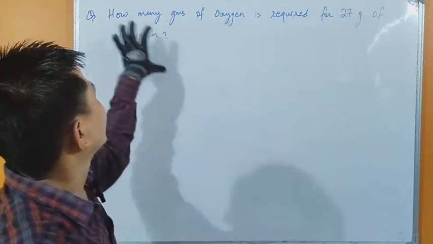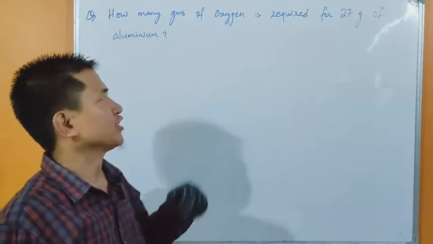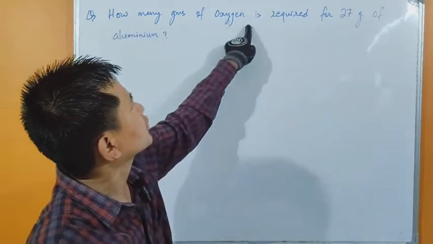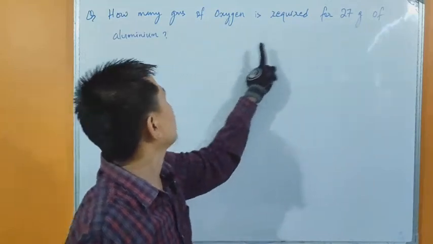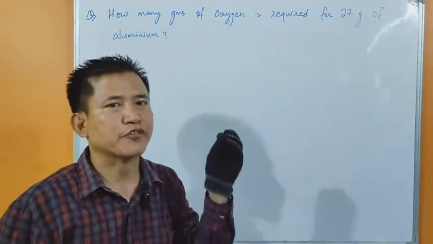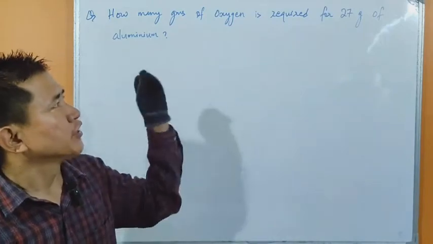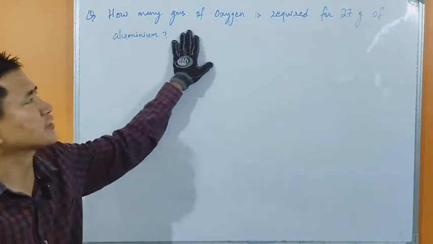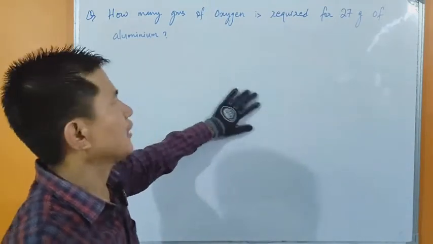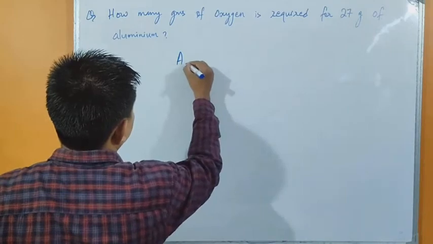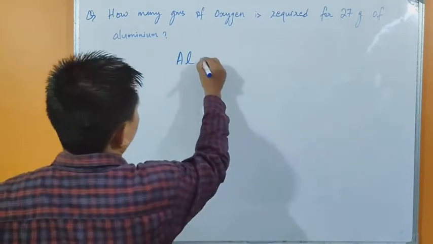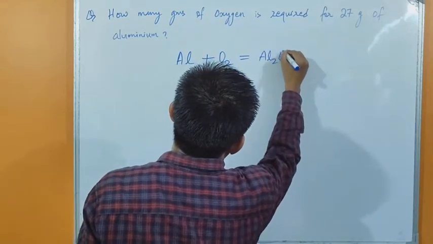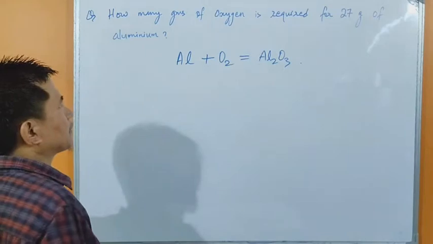Okay students, let's go for another question to understand the concept of mole better. We have a question: how many grams of oxygen are required for complete reaction of 27 grams of aluminium? Okay, let us first write the chemical reaction, then balance it, and then solve. Aluminium, the formula for aluminium is Al, reacts with oxygen to produce aluminium oxide, Al2O3, isn't it? Let us balance this chemical equation.